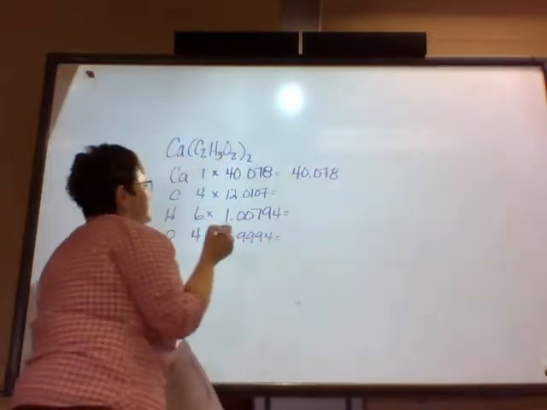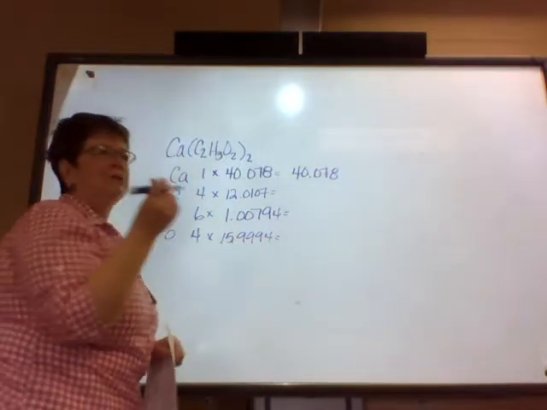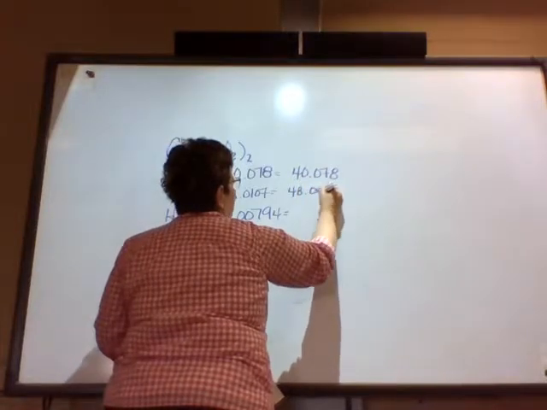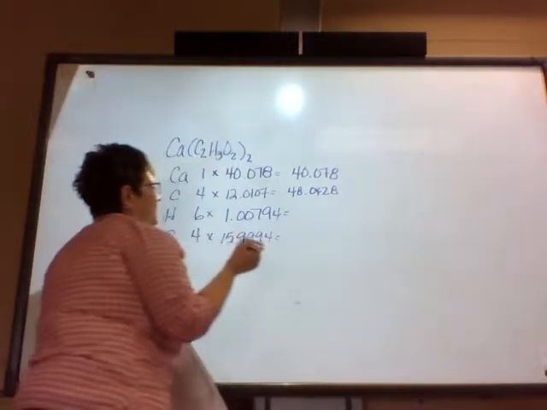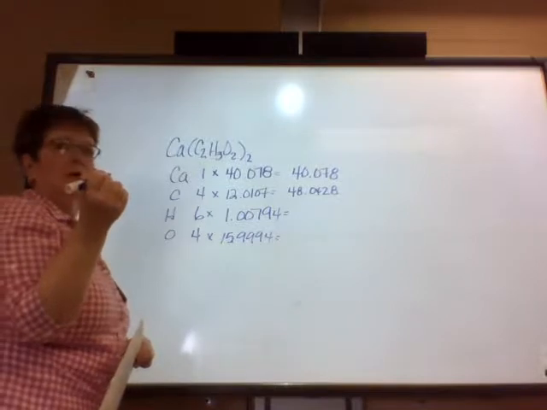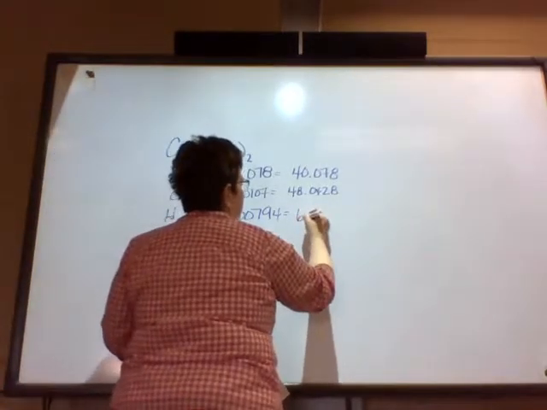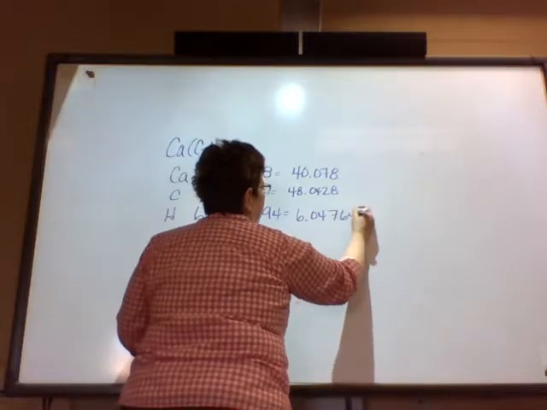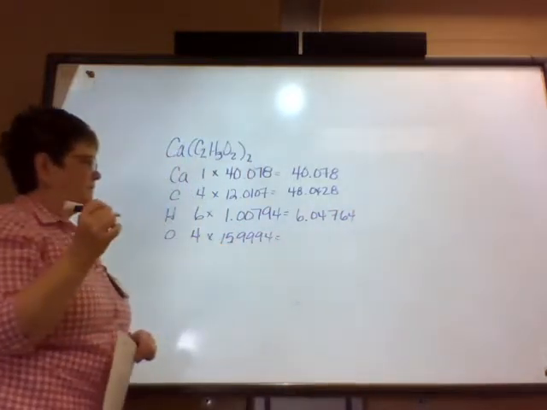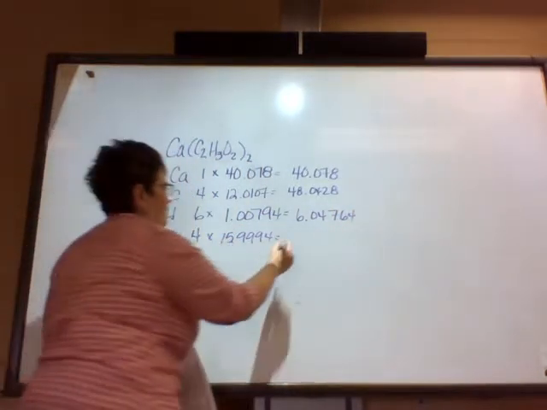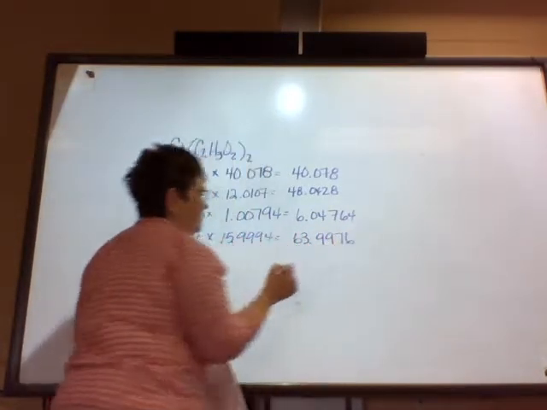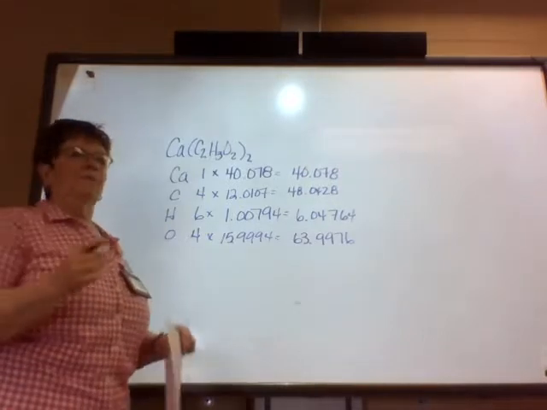Okay. How about the carbon? Who did carbon? Me. Okay, what'd you get? 48.0428. Yep. Okay. Hydrogen? 6.04764. All right. And oxygen? 63.9976. All right, thank you.